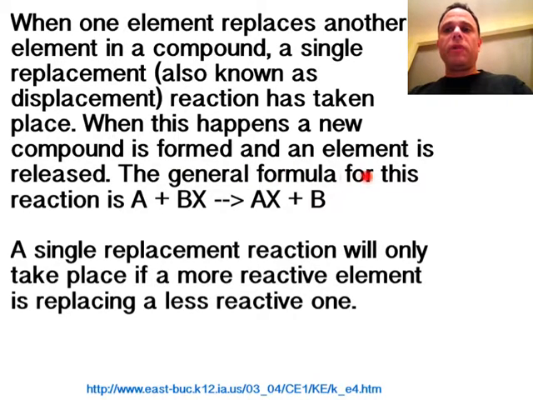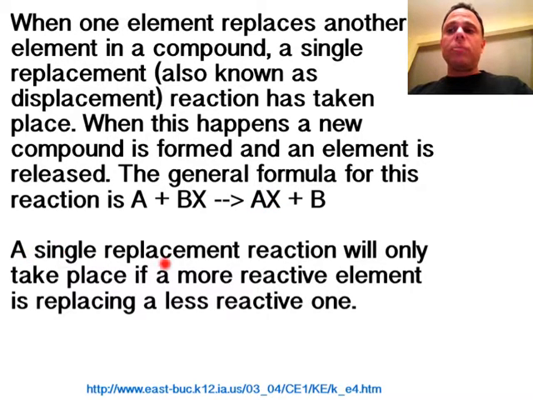The general formula for this is A, which would be the element, combining with BX, which would be the compound, yielding AX plus B, which is now a free element. So you can see that A is taking the place of B so that it becomes AX.